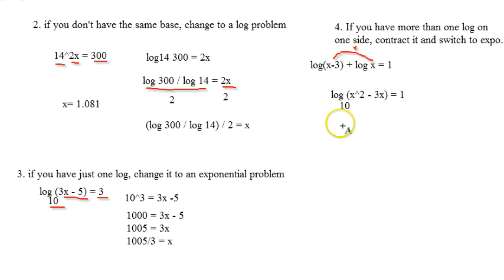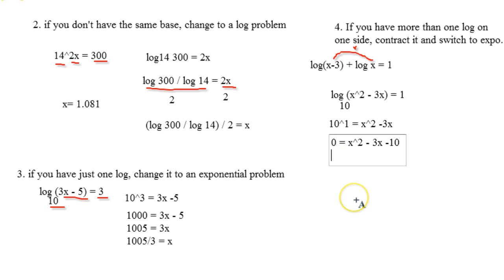If you have to write it out, please do. If there's no base, there's a 10. If there is a base, know what it is. And so exponential form is the base with the exponent is equal to the answer, which is x squared minus 3x. Okay, voila. We actually have a system. Now this is going to have to be solved quadratically. So it's going to become 0 equals x squared minus 3x minus 10.